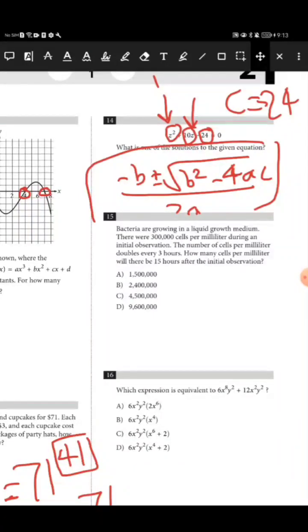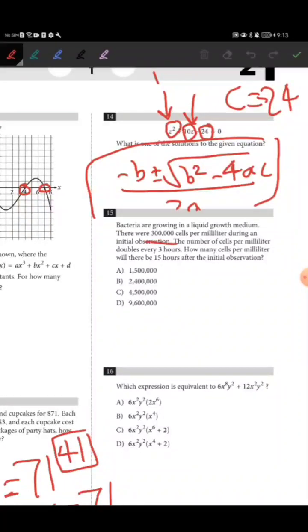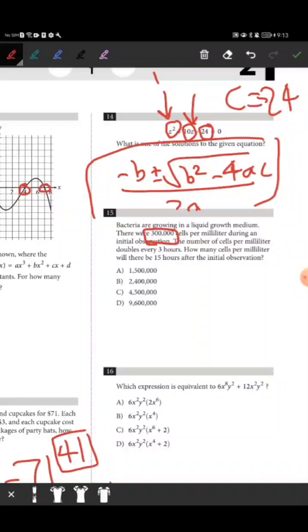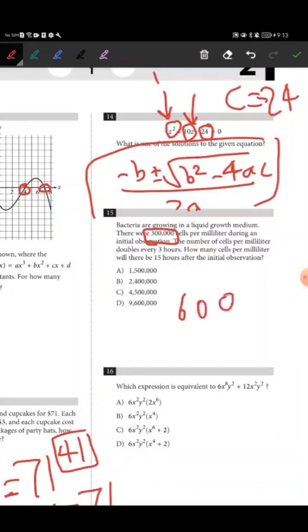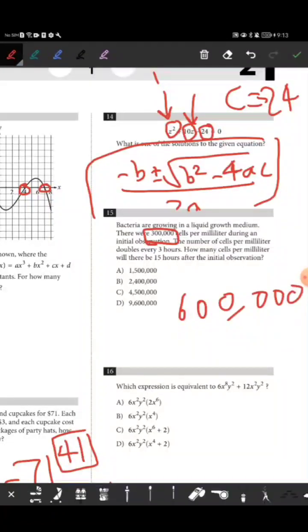So the total was 300,000 cells per milliliter during the first initial observation. Then the number of cells per milliliter doubles every 3 hours. So every 3 hours, this number doubles. So after the first 3 hours, it became 600,000. Okay. Now he wants to know how many cells per milliliter will there be 15 hours after the initial observation.